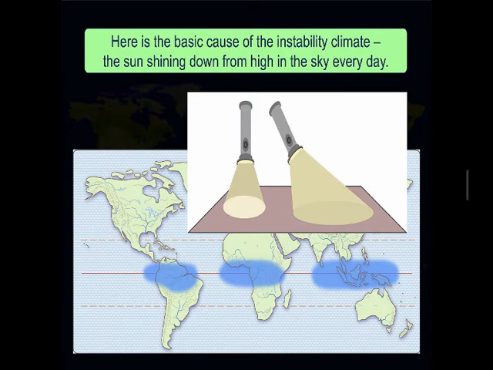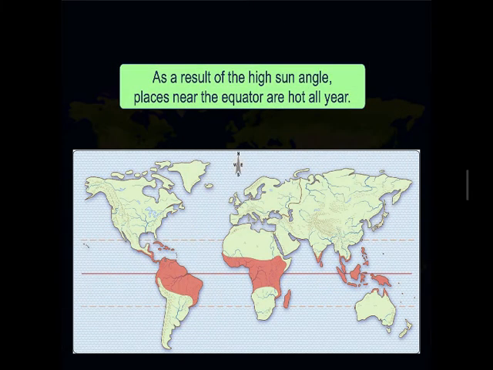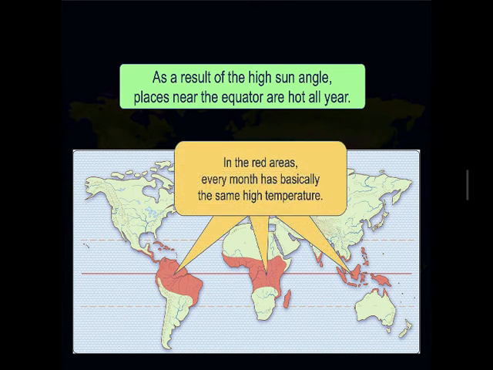Here is the basic cause of the instability climate: the sun shining down from high in the sky every day. When the sun shines directly down from high in the sky, it can deliver a lot of energy to each square foot of ground. As a result of the high sun angle, places near the equator are hot all year. In the red areas on this map, every month has basically the same high temperature.